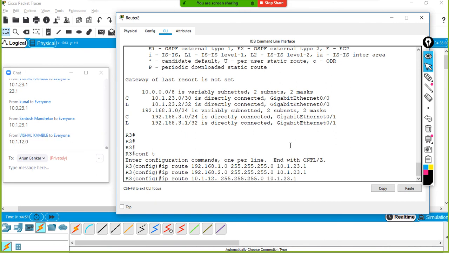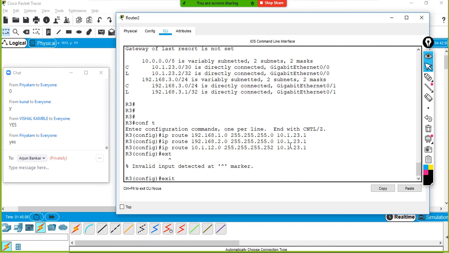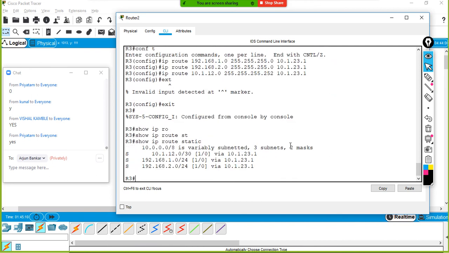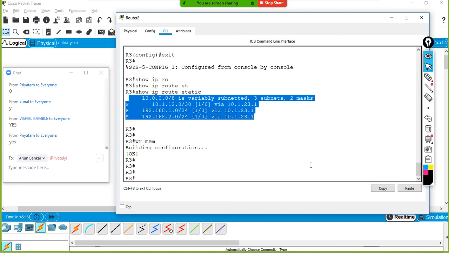10.1.12.0. Then 252. Right or wrong? Everyone? Yep. Good. That's it. Now type there, show IP route static. There you go. Yep. Is it clear? Everyone?